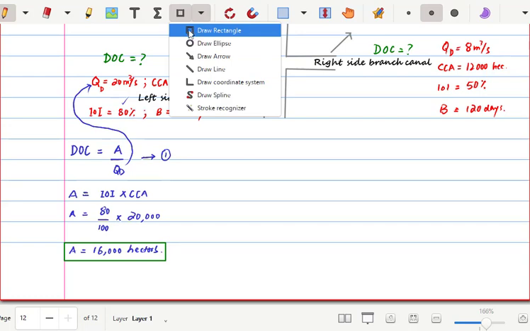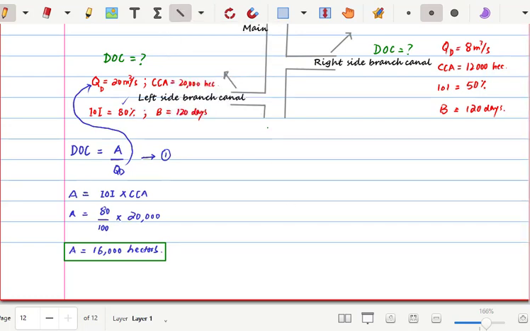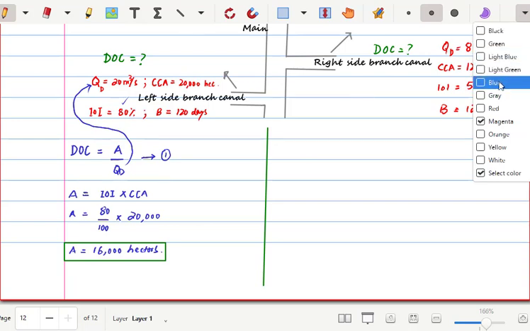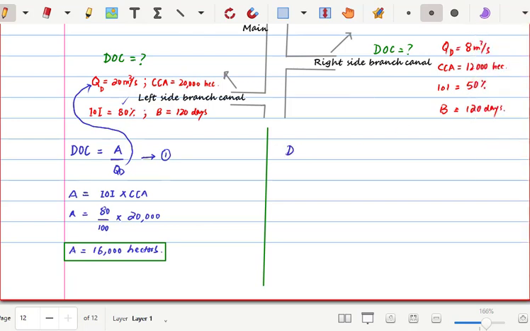Now let's find it for right side. Let's draw a line here to separate these two parts. So for right side, our DOC is going to be duty on capacity. This is for left side, right? This is for right side. So we got the area, right? Now we need to put this area into equation number one and we will get DOC for left side.